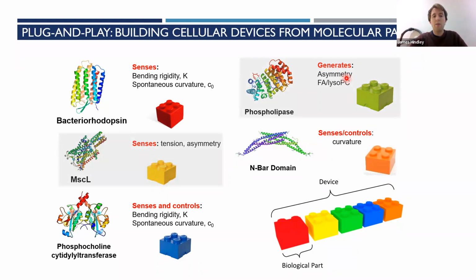Just to highlight that, I'm highlighting 2 on the screen at the moment. On the left, we have MSCL, the mechanosensitive channel of large conductance, which is really a sensor of membrane tension or asymmetry. What we've shown in some of our previous work is that we can combine this with phospholipases, which can generate asymmetry, and we can use this to build protein interactions that occur through a lipid membrane.